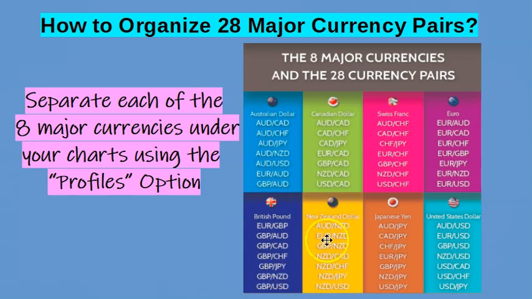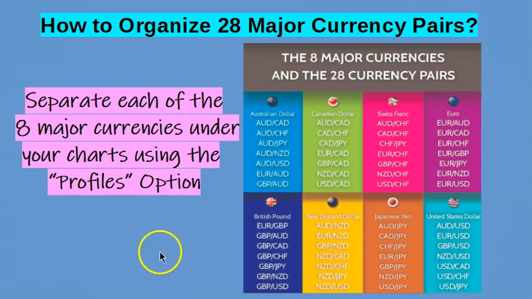Here's another set, the New Zealand set. So again, Aussie versus New Zealand, euro versus New Zealand, British pound versus New Zealand, New Zealand versus the CAD, New Zealand versus Swiss franc, New Zealand Japanese yen, and New Zealand USD, the US dollar. So this is another set, and I want to see that below my charts. So when I click on it properly, only these symbols and these charts will come up.